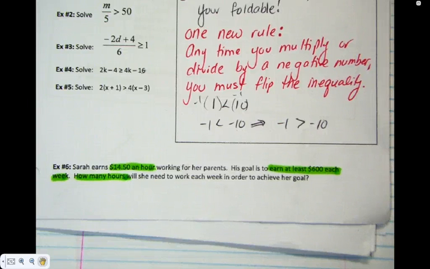We need to know $14.50 an hour, at least $600 each week. How many hours will she, he, whatever, need to work? What are the key words of this question that tell you it's an inequality, not an equation? At least. Circle that, put stars around it, something like that.